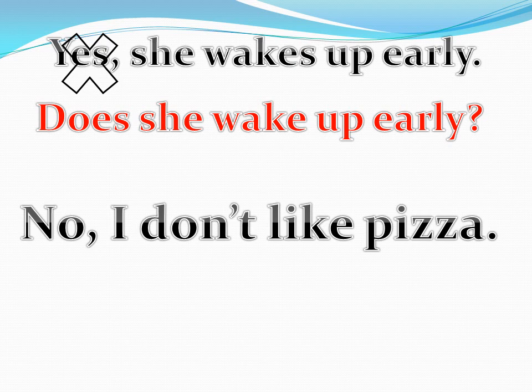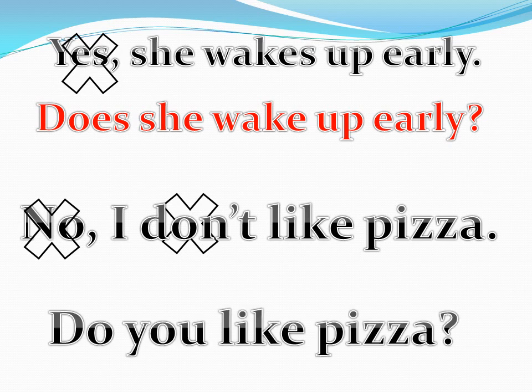Here is another sentence: no, I don't like pizza. Here we will remove two parts, no and don't. What would I do? Here the sentence starts with I, so we will ask using do. And if we have an I in the question, it turns into you, because I have to ask you. Do you like pizza?